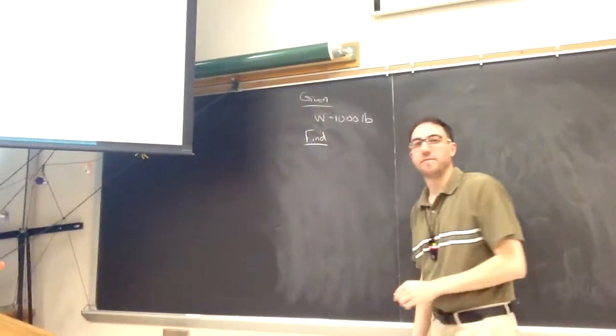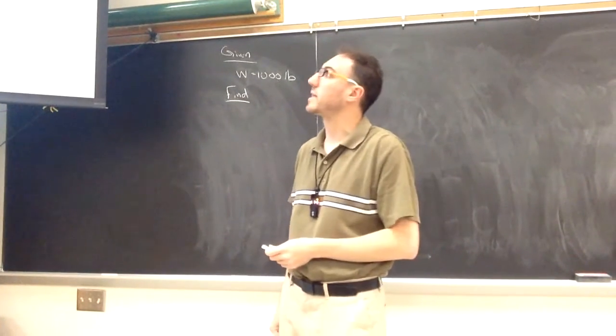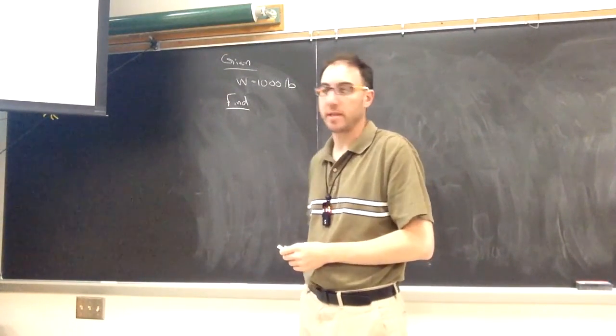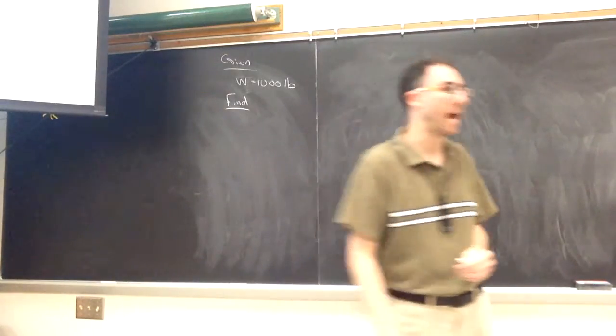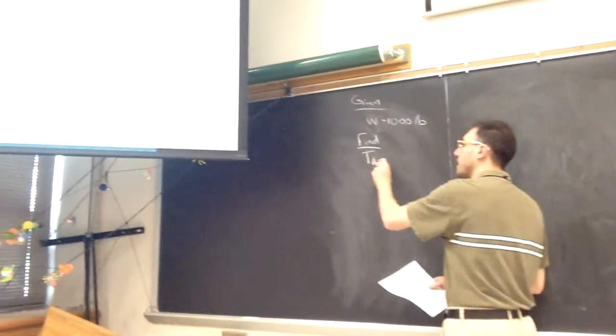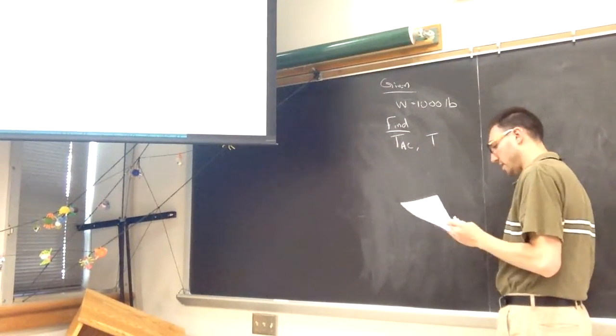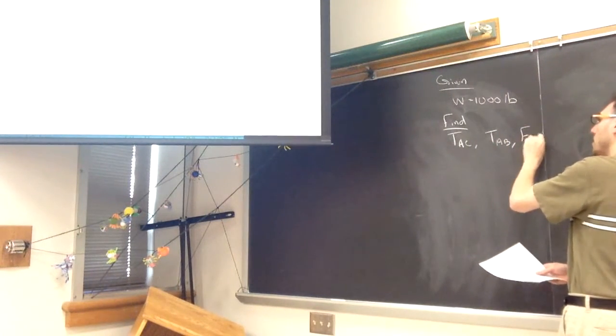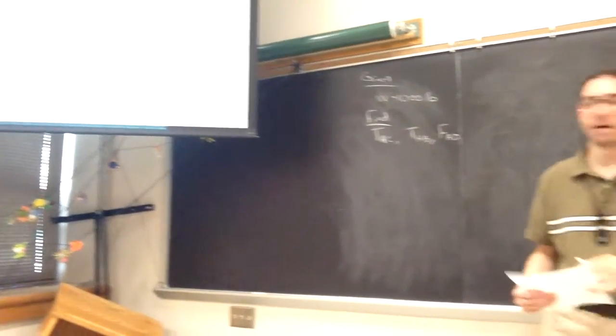In this problem, we're asked to find the tensions in the cables and the force in the rod to maintain static equilibrium. So I'm going to name those TAC for the tension in cable AC, TAB for the tension in AB, and then FAO for the force in the rod.